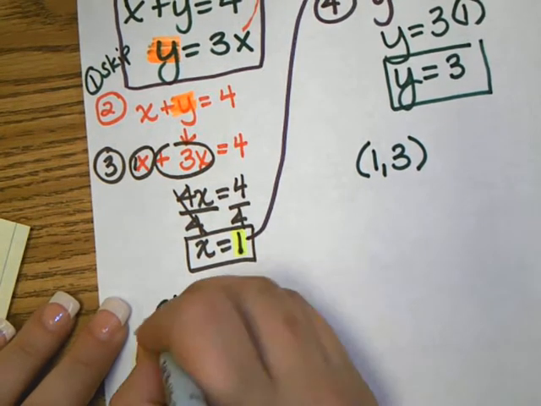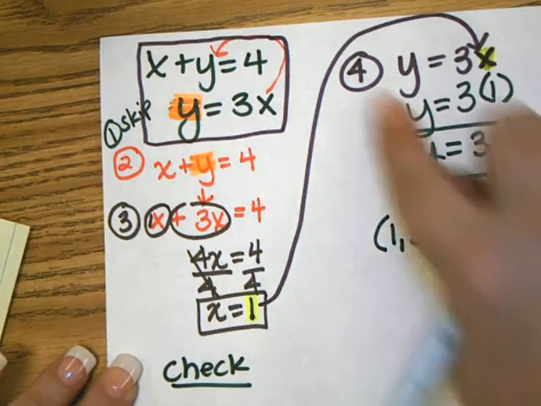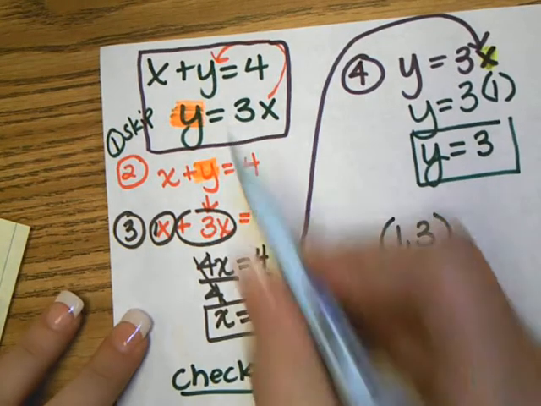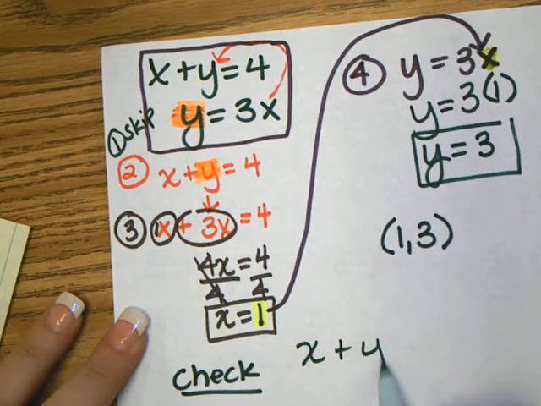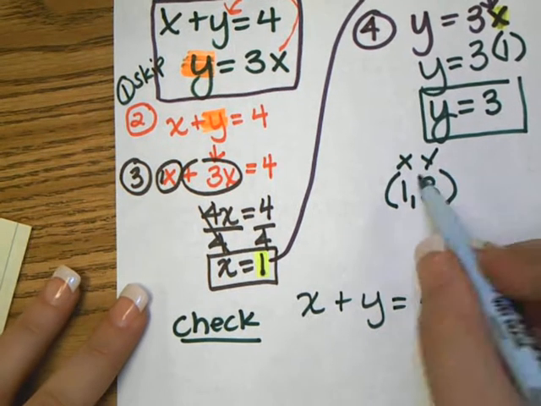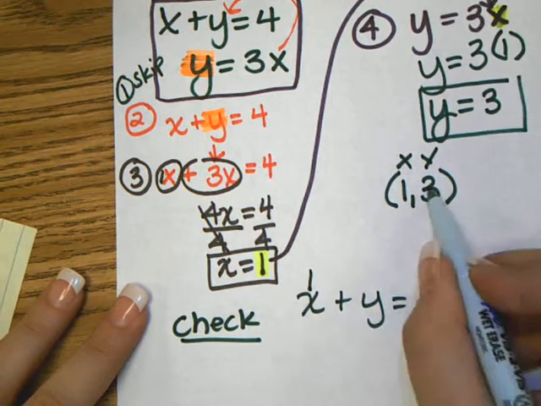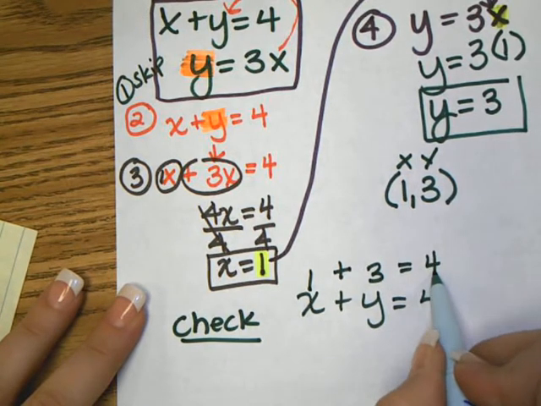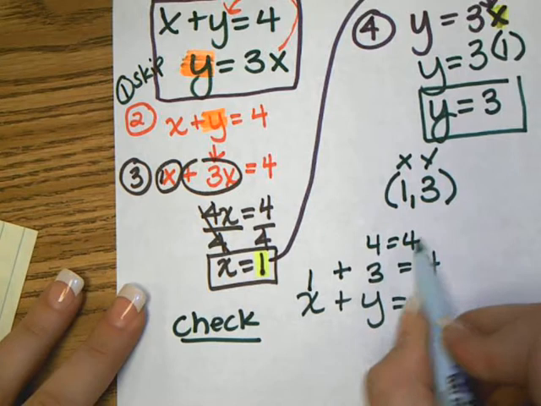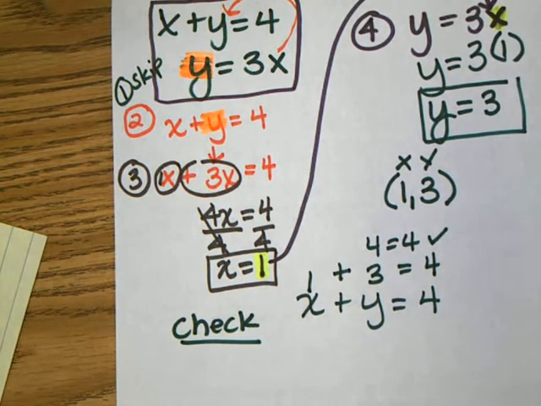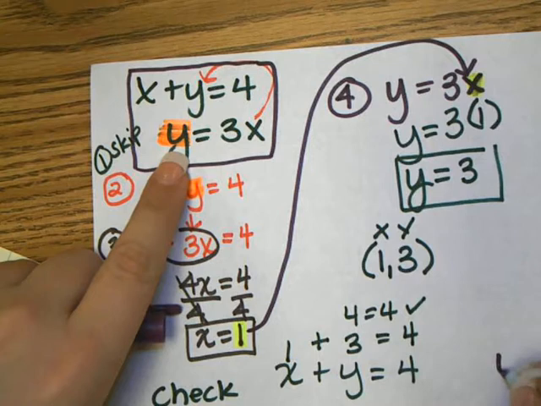Okay, so it is very important because there's lots of room for making math mistakes. There's a lot of math going on here. So to check it, you need to take the original problem, x plus y equals 4, and substitute what you got in for x and y. So I got 1 for x and 3 for y. So 1 plus 3 is 4. It worked.